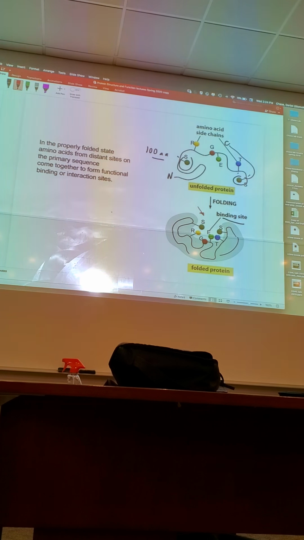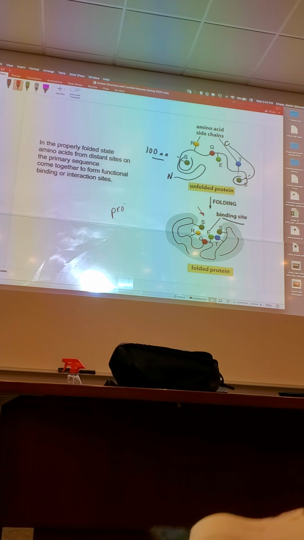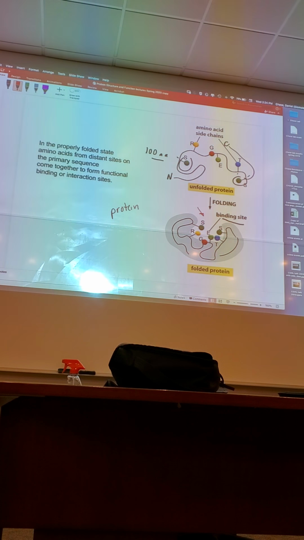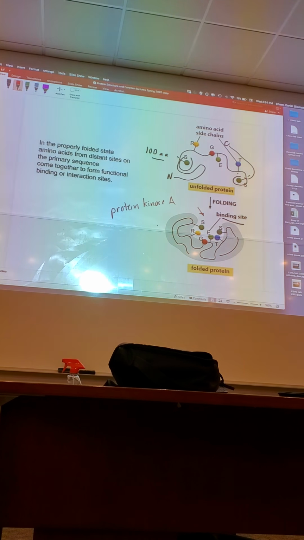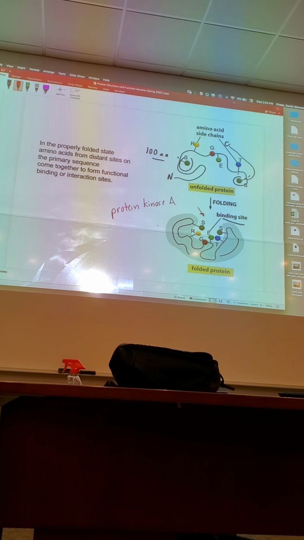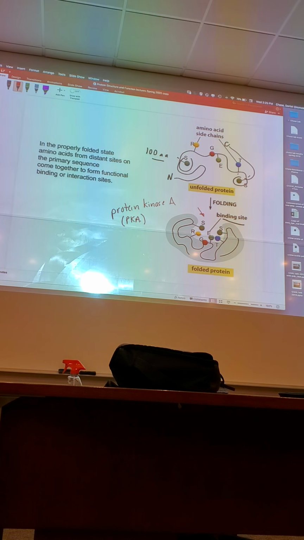This protein is going to be our model protein for most of the rest of the semester that I'm here, and we're going to call it protein kinase A. That's the name of this protein, PKA, also known as PKA. I'll put that in parentheses. We're going to think about this protein a lot because it'll be our model for not only protein function but also signaling pathways that we're going to talk about towards the end of the semester.